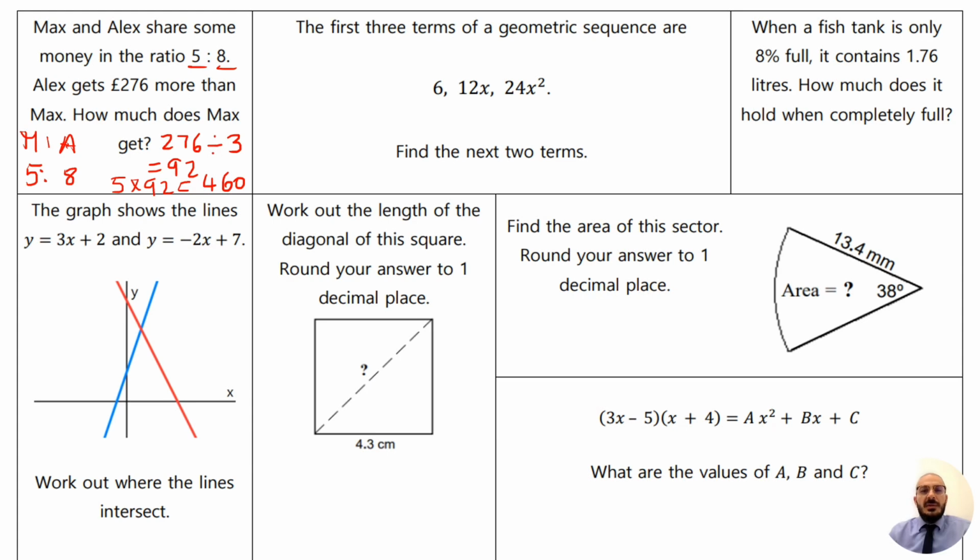Next question. The first 3 terms of a geometric sequence are 6, 12x, 24x squared. So from 6 to 12, they definitely multiplied it with 2 to get 12. And then there is an x included in this, because if I was to go from 6 to 12x, I'm going to have to times it with 2x. I'll do the same thing here. We'll times it with 2x. They're asking us to find out the next 2 terms.